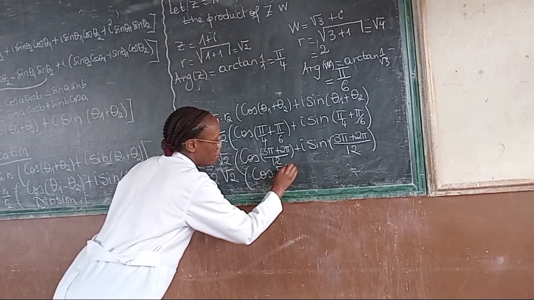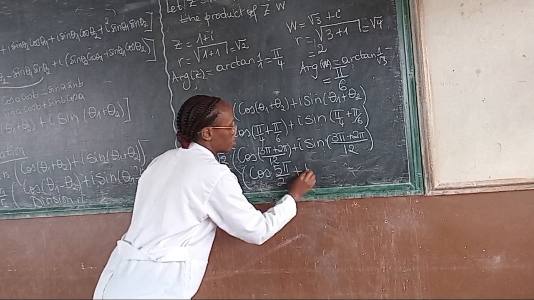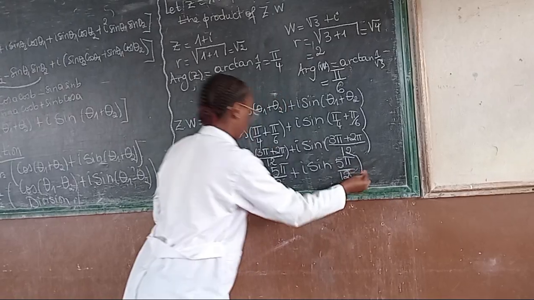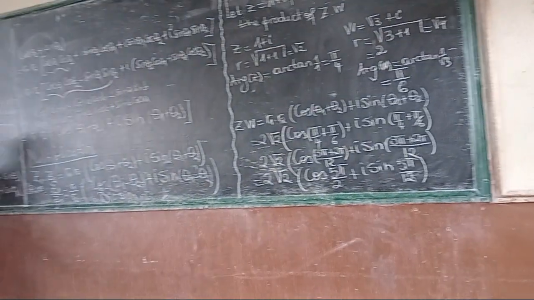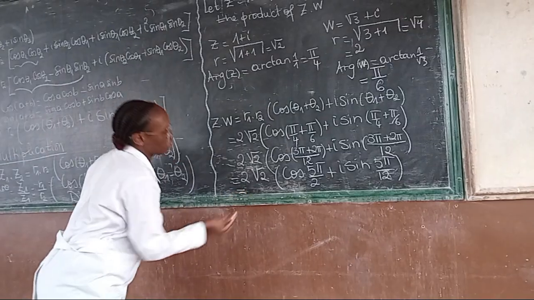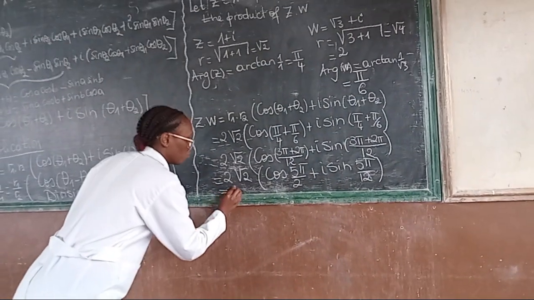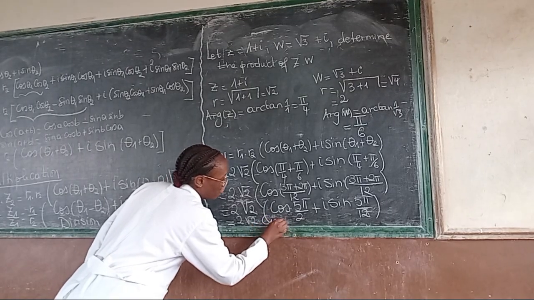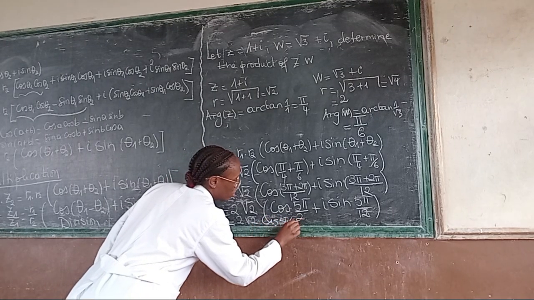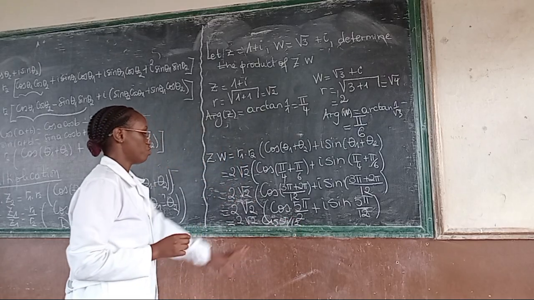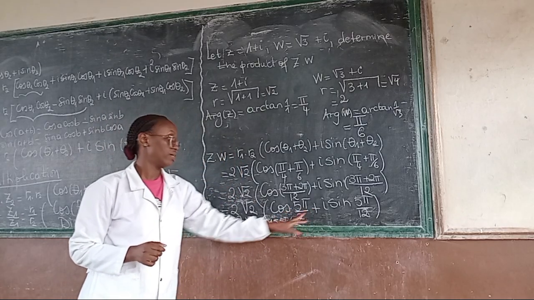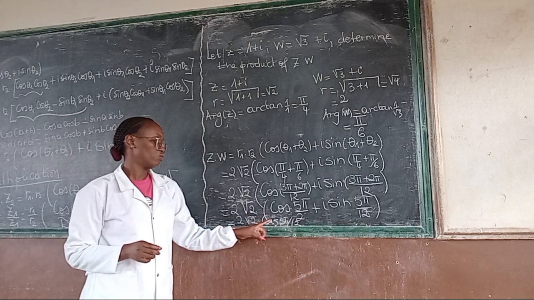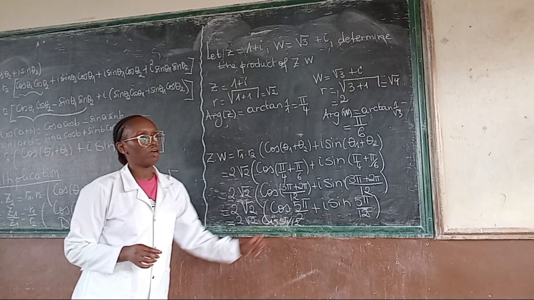Finally, our z times w will be equal to 2 square root of 2 cosine 5 pi over 12 plus I sine 5 pi over 12. All our z times w can be equal to 2 square root of 2 cis 5 pi over 12. You see here the short notation of cosine plus I sine of that angle. We have 2 square root of 2 cis 5 pi over 12.